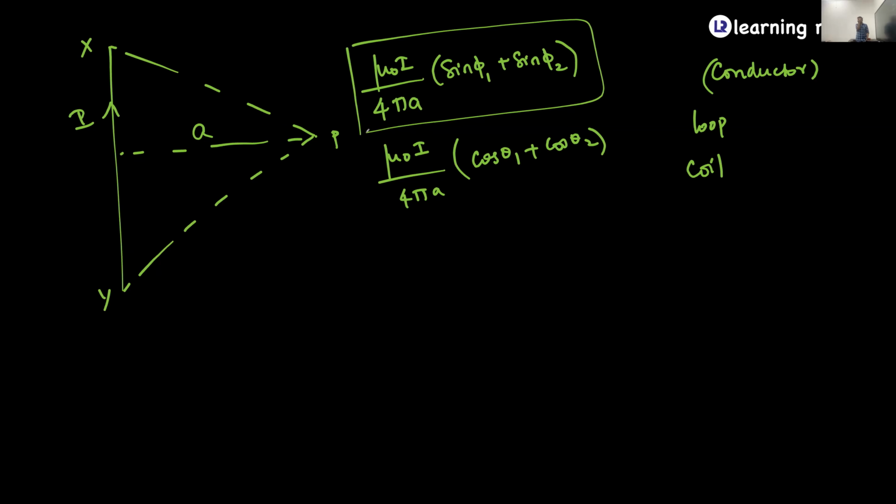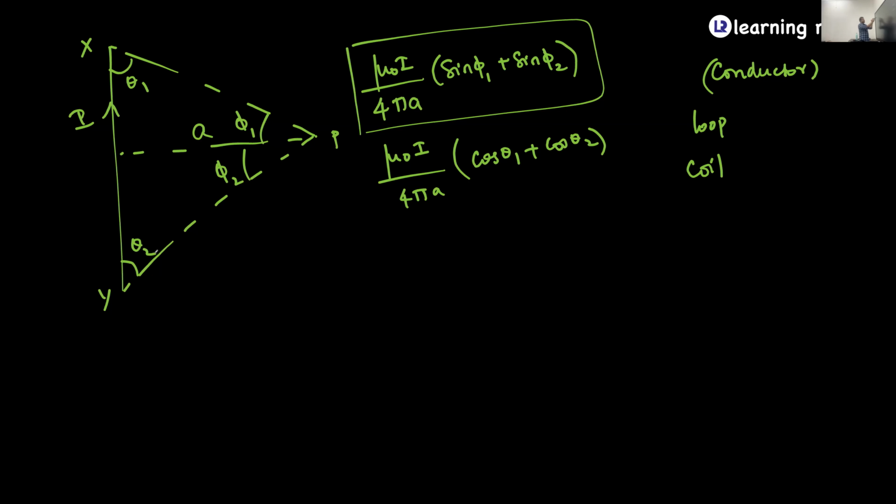So when we did this derivation, what is the important concept that we need to keep in mind? This is phi 1 and this is phi 2. If you take the phi 1 and phi 2 near the point where you're trying to calculate the magnetic field, then you will write in terms of sine. Whereas if the angles are taken closer to the current carrying conductor itself, then you will write it in terms of cos. Logic is very simple.